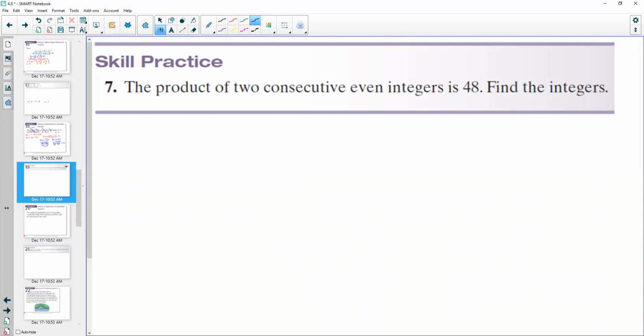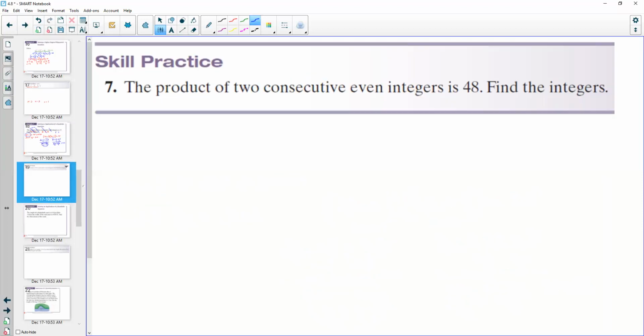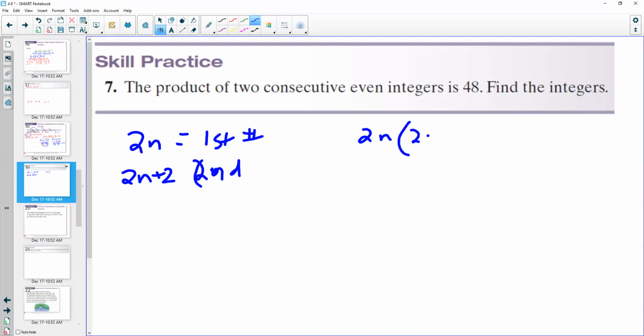So 2 even integers. We went back here when we talked about odd. We made it 2n plus 1. To get even, we just need the 2n. So I have 2n. That's going to be the first number, right? The second number is the next even integer. How do I get to that? So if n is 3, 3 times 2 is 6. How do I get to the next even number? The next even number is 8. Well, I add 2, right? That's the next or second even number. Okay. And then it says product. So 2n times 2n plus 2 equals 48.